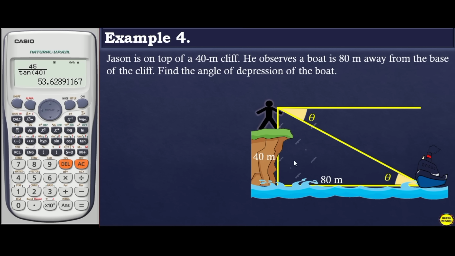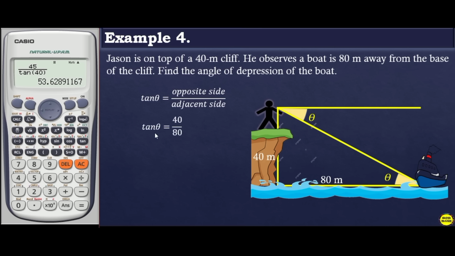Pero at least meron tayong dalawang given para ma-formulate natin kung ano yung trigonometric ratio na pwede natin gamitin. So, since congruent naman sila, pag nakuha natin to, yun din po ang measure nito. Okay. So, we have our theta, okay, opposite and adjacent yung given natin. So, anong gagamitin natin? Tangent. So, tangent theta is equal to the opposite over adjacent.